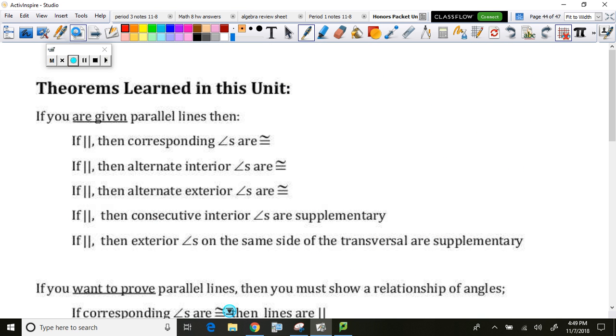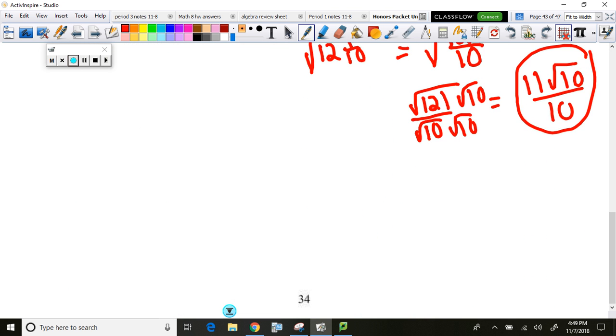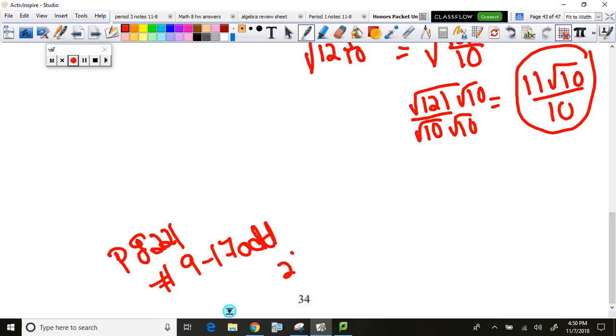Your homework tonight is out of your textbook. It is written on the backboard. I will also write it here. It is page 221, numbers 9 through 17 odd, 23, 27, and 38.